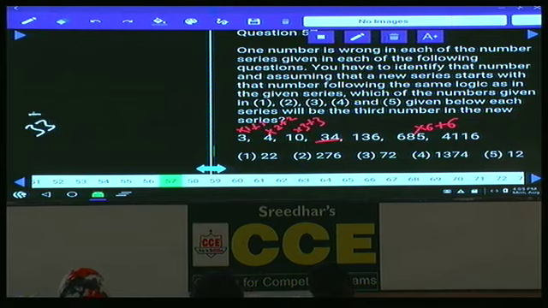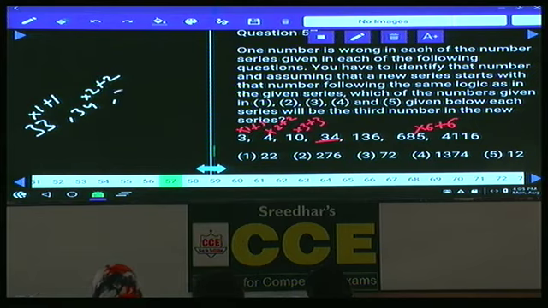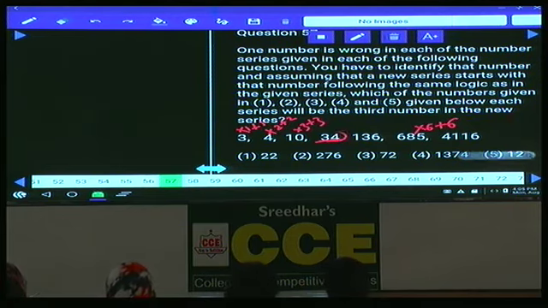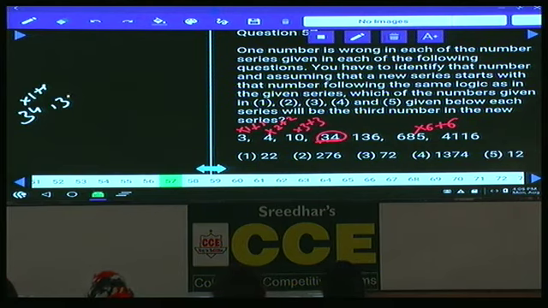Now 33 into 1 plus 1. How much is that? 34. 34 into 2. How much? 34 into 2, 68 plus 2 is 70. Now the number is how much? 70. Sorry. Now we need to start the series with what? Series with 34 only. Now 34 into 1 plus 1 is how much? 35. Now 35 into 2 plus 2, 72. Now 72, that is choice 3.